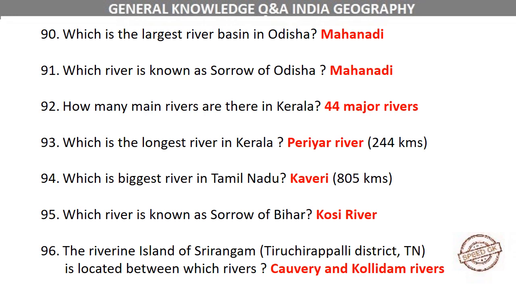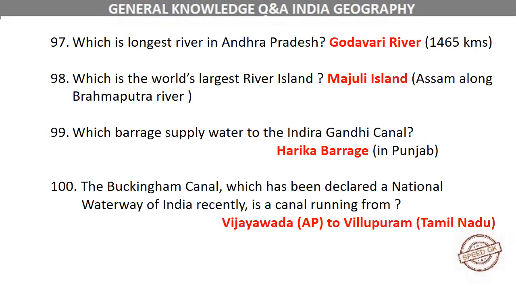Which is biggest river in Tamil Nadu? Kaveri, 805 kilometers. Which river is known as Sorrow of Bihar? Kosi River. The riverine island of Srirangam, Tiruchirappalli district, Tamil Nadu, is located between which rivers? Kaveri and Kollidam rivers. Which is longest river in Andhra Pradesh? Godavari River, 1465 kilometers.